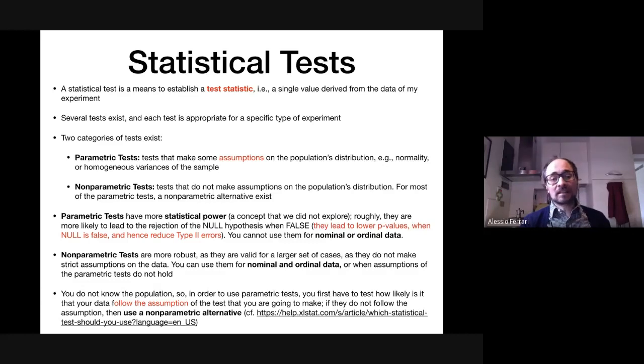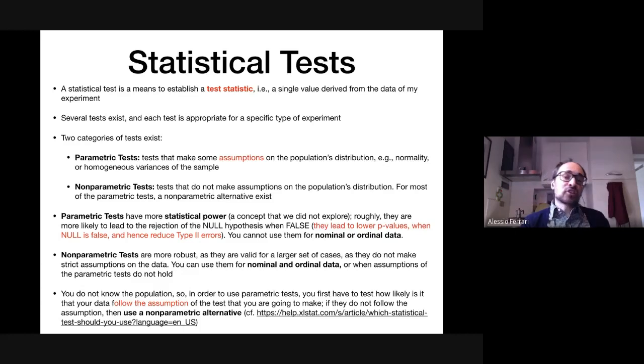Normally, we start, if possible, from parametric tests. Why? Because parametric tests have more statistical power. This is a concept that we did not consider last time, but basically it is related to the value of beta. More statistical power indicates that these tests are more likely to lead to the rejection of the null hypothesis when it is false. What does it mean? It means that if the null hypothesis is false in the population, then you get lower p-values. That is actually what you want.